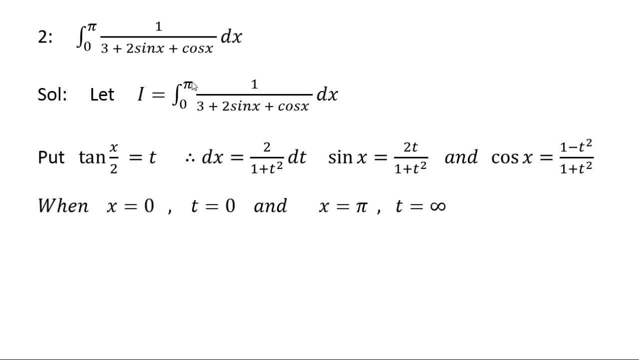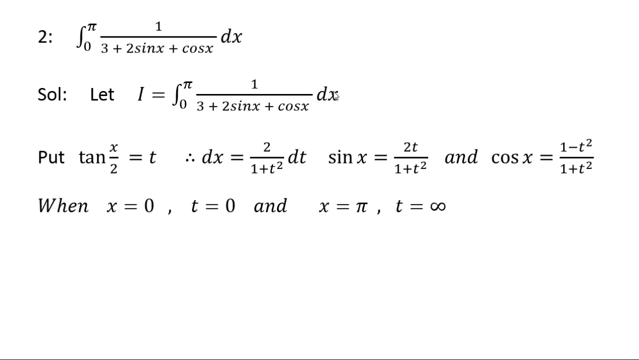For that we put x is equal to pi. So this becomes tan pi by 2. But tan pi by 2 we write it as infinity. Actually it is not defined, but for convenience we denote it by this symbol. Tan pi by 2 we denote by infinity. So upper limit will be infinity.